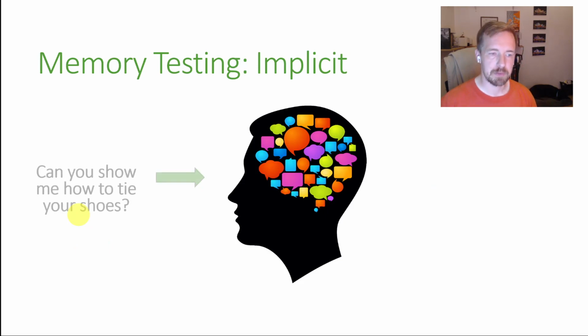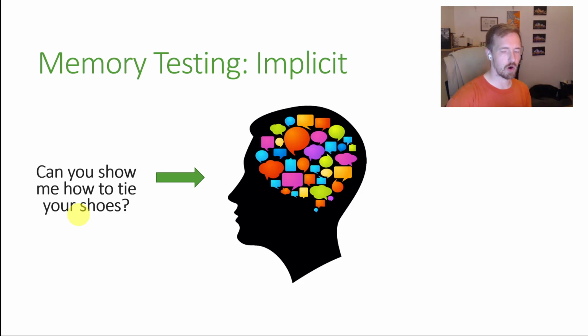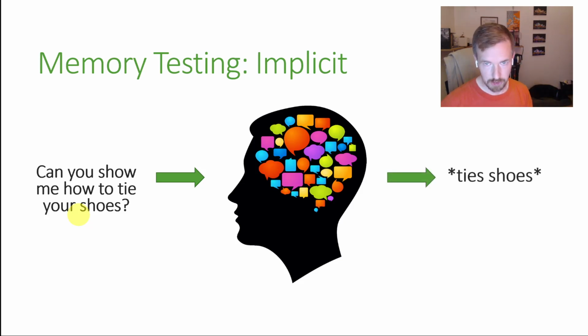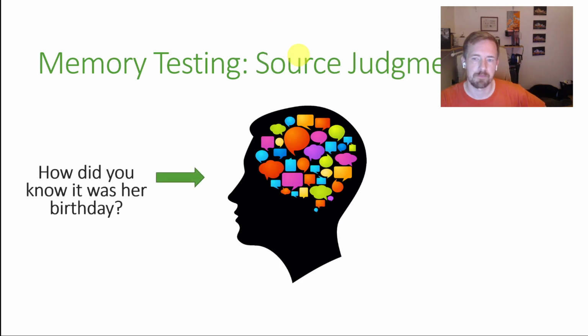An example of an implicit task would be if I said, can you show me how to tie your shoes? And then you just immediately, without thinking about it too hard, just showed me how to tie your own shoes. That would be an example of an implicit question because it doesn't require conscious processing for you to do it. You can do that in your sleep pretty much.